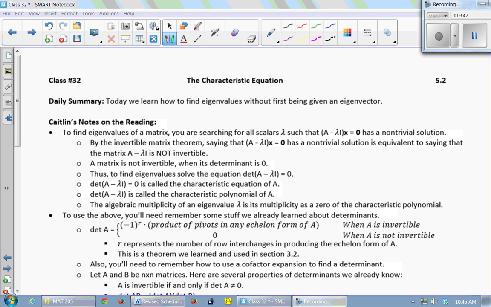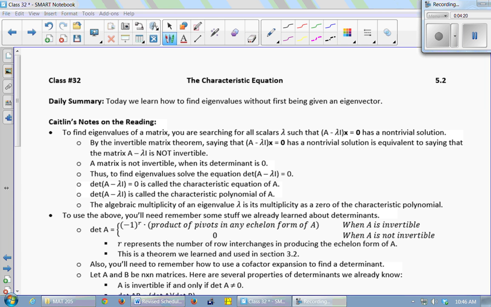And that equation is called the characteristic equation of the matrix A. And if you take off the equation part, just the determinant of A minus lambda I without the equals 0, we call that the characteristic polynomial of the matrix A. And the algebraic multiplicity of an eigenvalue lambda is its multiplicity as a 0 of the characteristic polynomial. So we talk about this in college algebra. The multiplicity of a 0 is just the number of times it comes up as a 0.